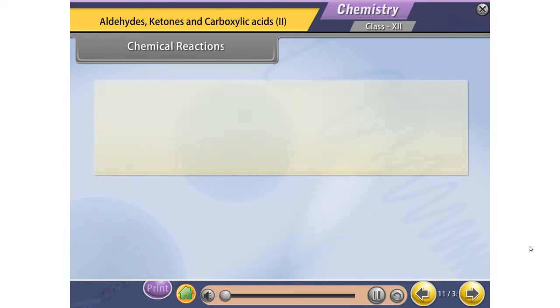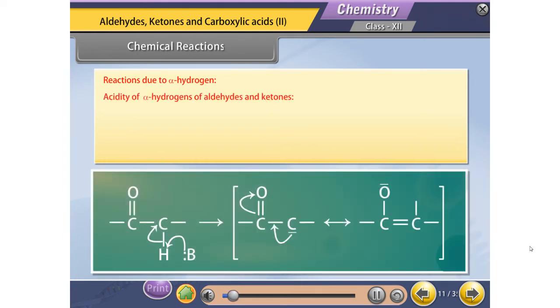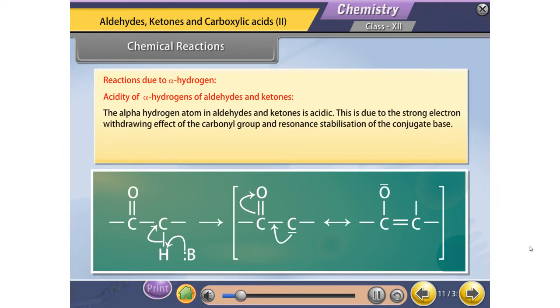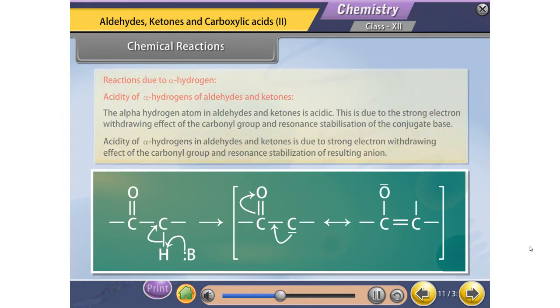Chemical reactions. Reactions due to alpha hydrogen. Acidity of alpha hydrogens of aldehydes and ketones. The alpha hydrogen atom in aldehydes and ketones is acidic. This is due to the strong electron withdrawing effect of the carbonyl group and resonance stabilization of the conjugate base. Acidity of alpha hydrogens in aldehydes and ketones is due to the strong electron withdrawing effect of the carbonyl group and resonance stabilization of the resulting anion.